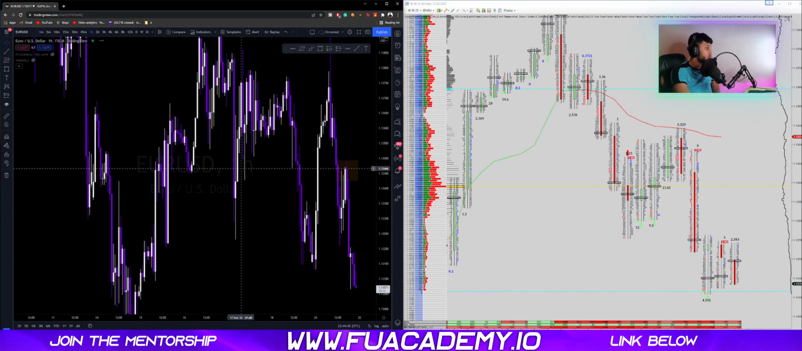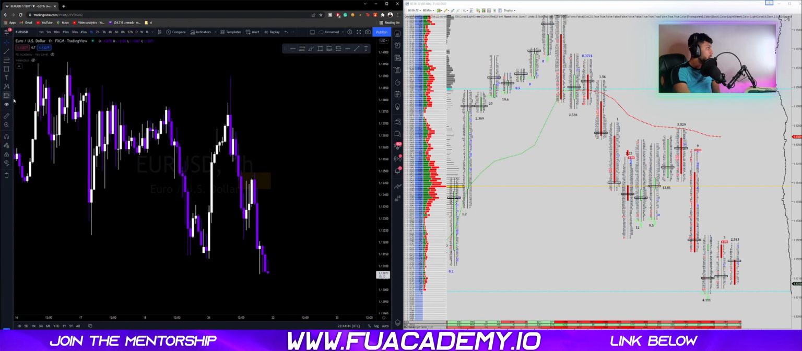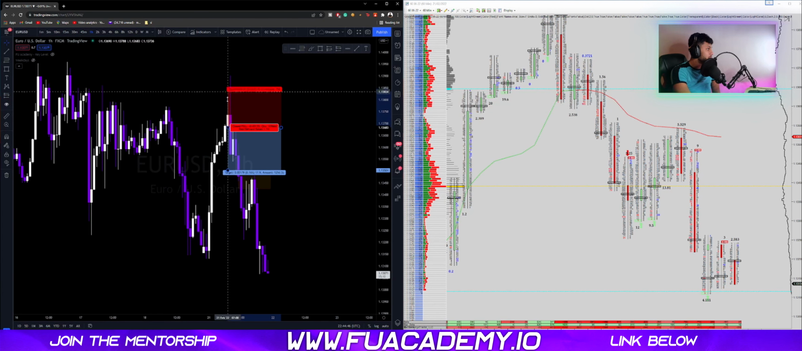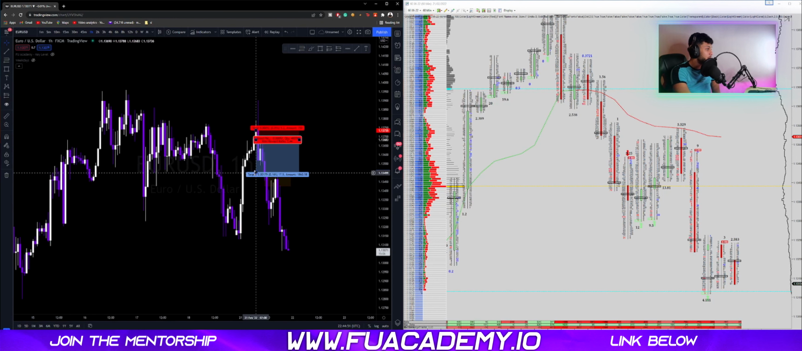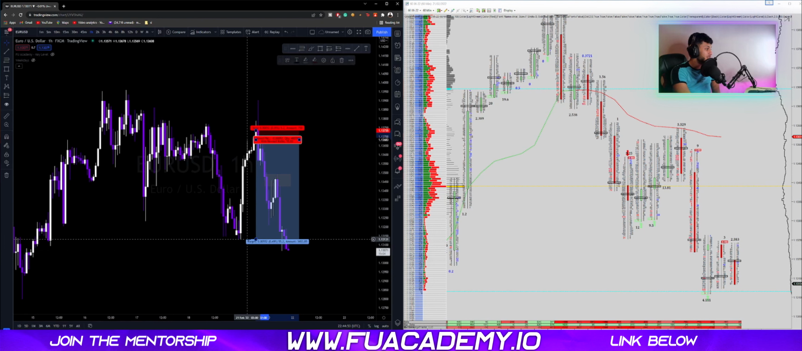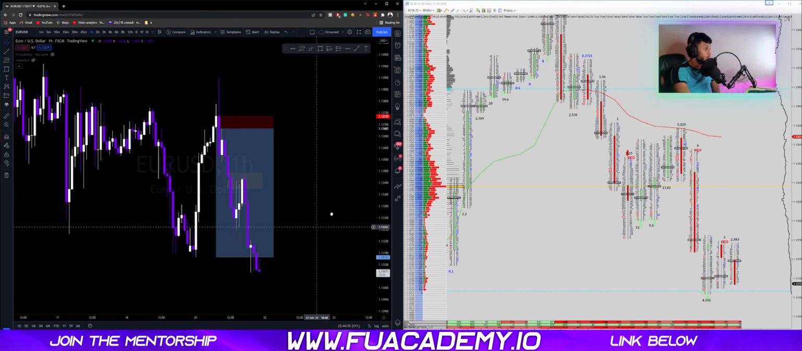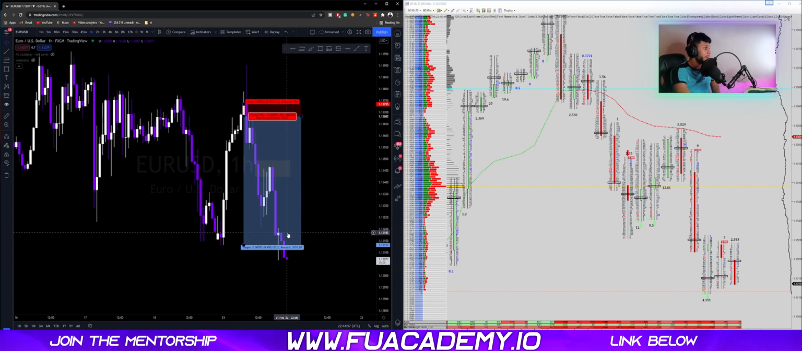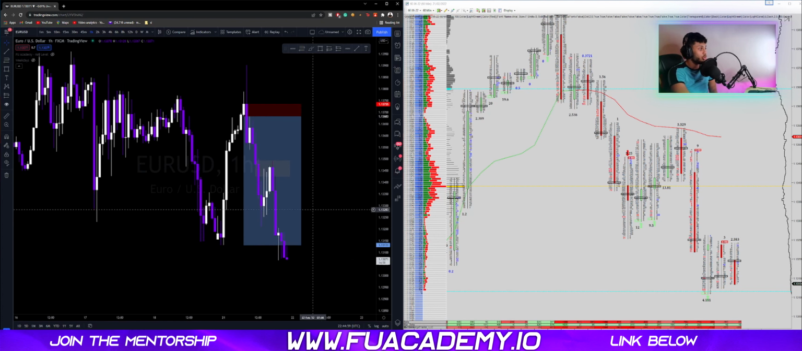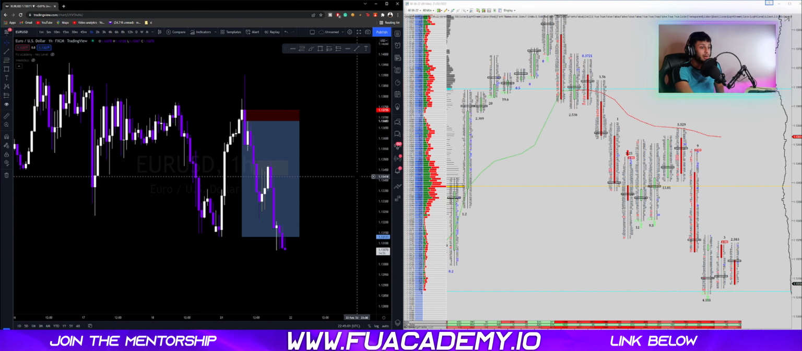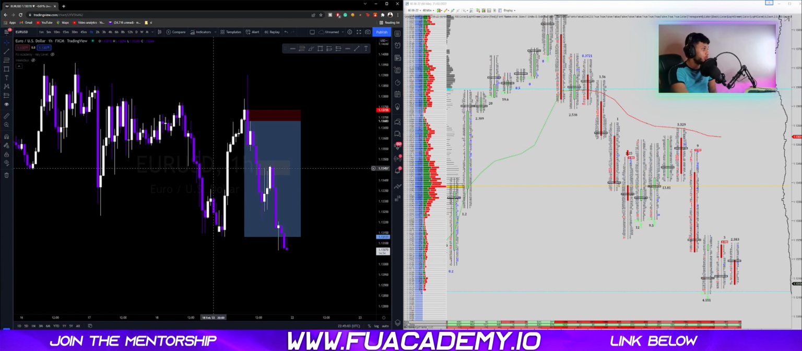But my initial entry, where my entry would be, is right here. My stop loss would simply be a mere 5 pips, and I would be looking to target this low, which we finally hit about 2 hours ago to take profit. That was a nice 10-to-1 risk to reward trade. An absolutely beautiful 10-to-1 risk to reward trade.